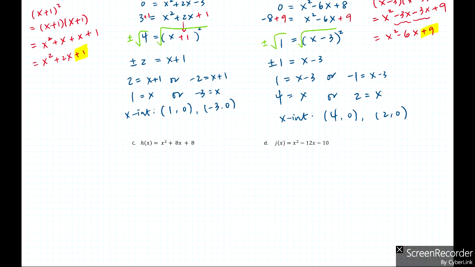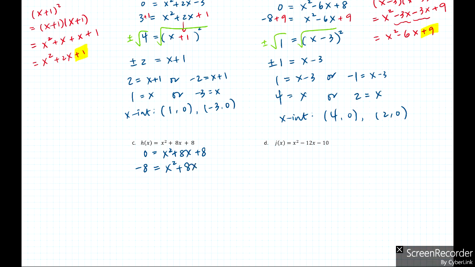Now for part C, we want to do the same thing by setting everything to be 0 first. So x squared plus 8x plus 8 is equal to 0. Moving the constant to the other side by subtracting 8 on both sides, we will get x squared plus 8x equals negative 8.